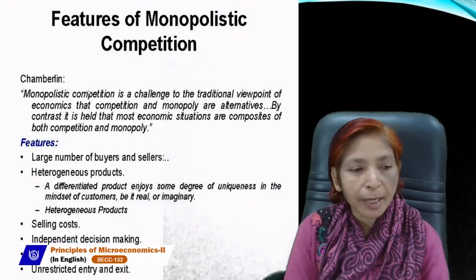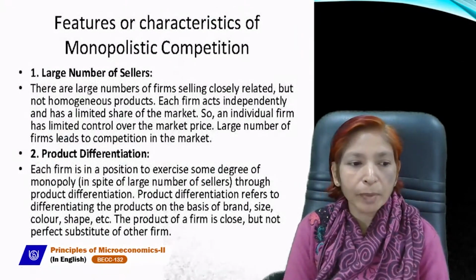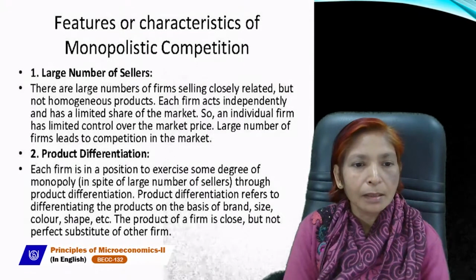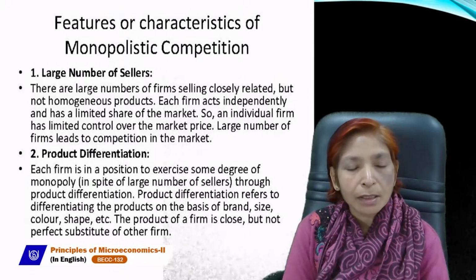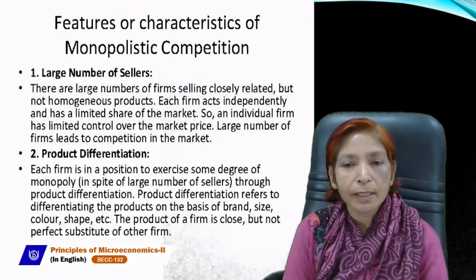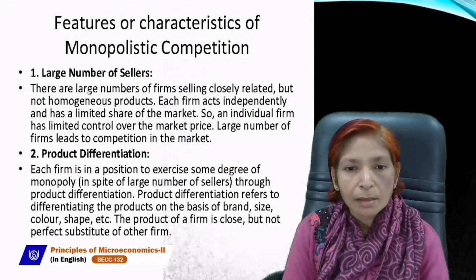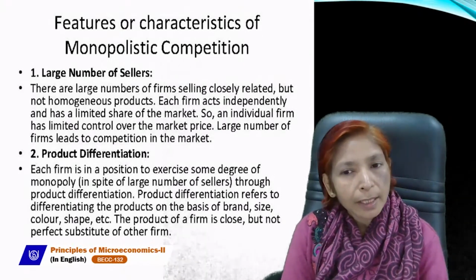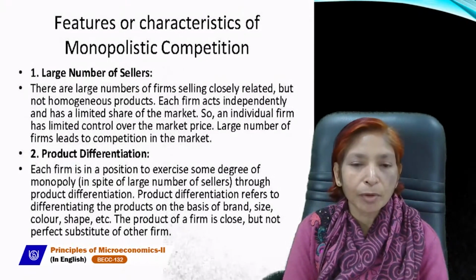There is no restriction. You can write unrestricted entry and exit, or you can write freedom of entry and exit. Now we can elaborate some features or characteristics of monopolistic competition. These two features are very important, like a large number of buyers and sellers. There are a large number of buyers and sellers in this market. A large number of firms sell closely related products. It means in this market, products are closely related substitutes, but not homogeneous. All firms produce differentiated products.